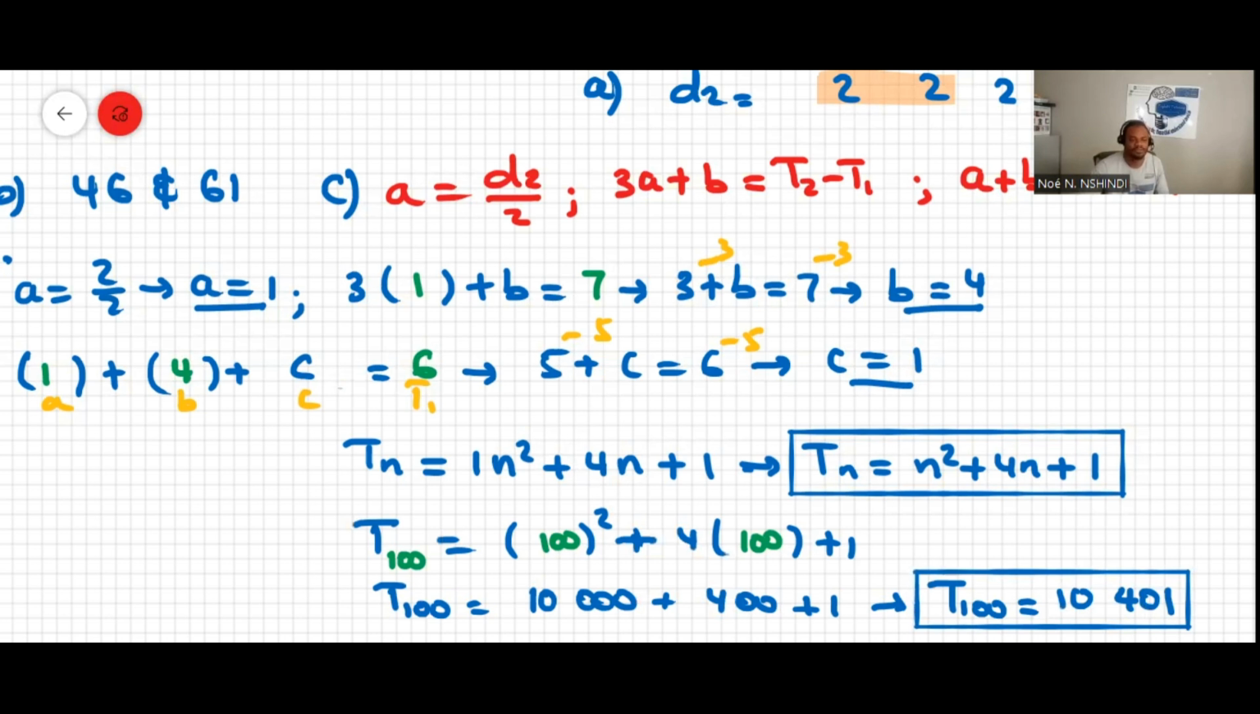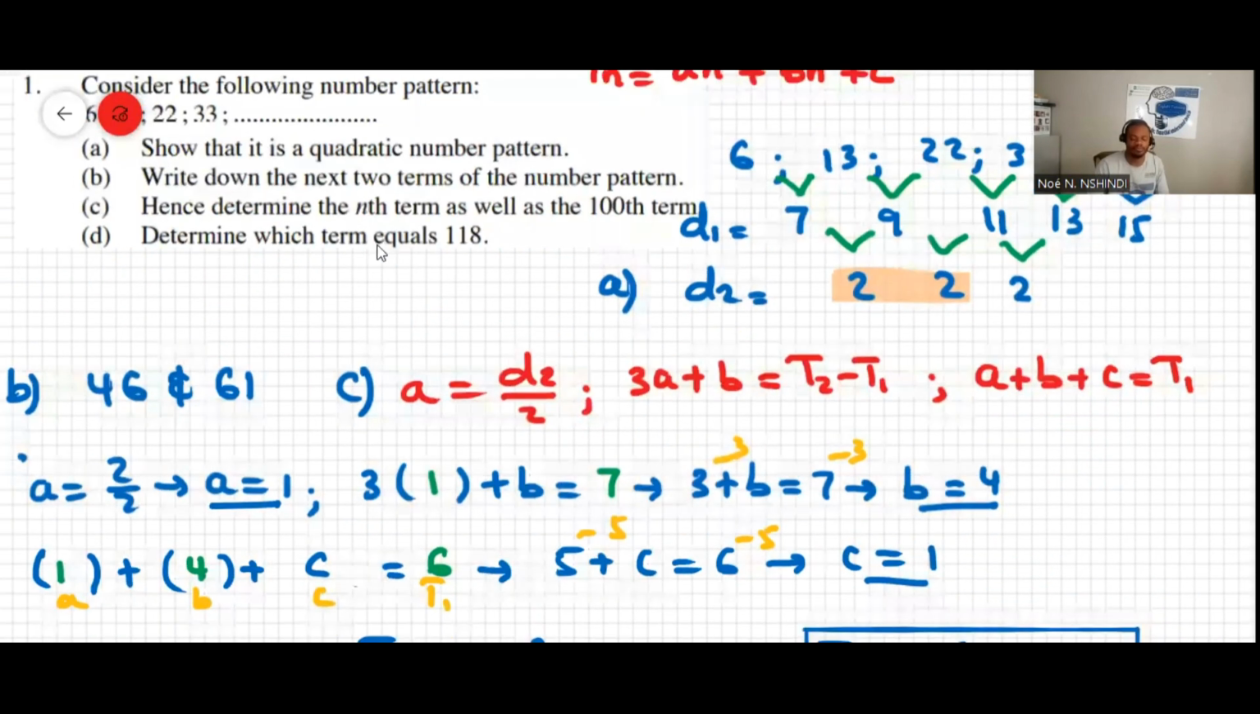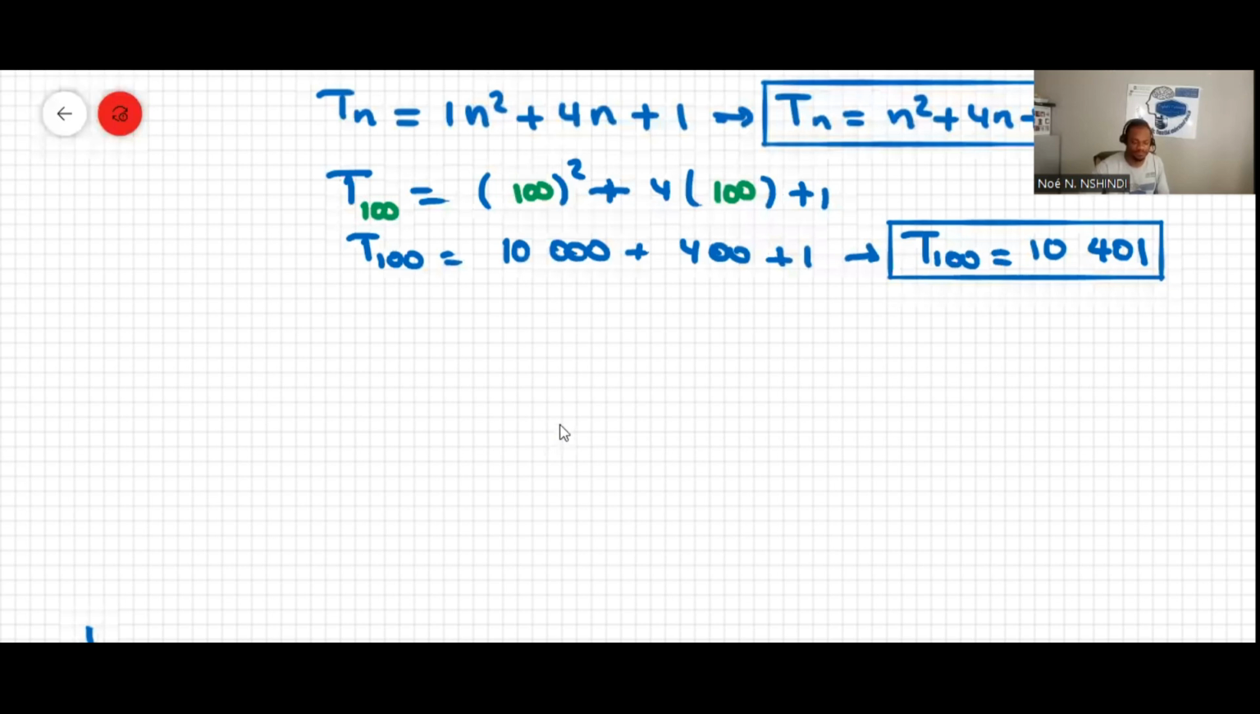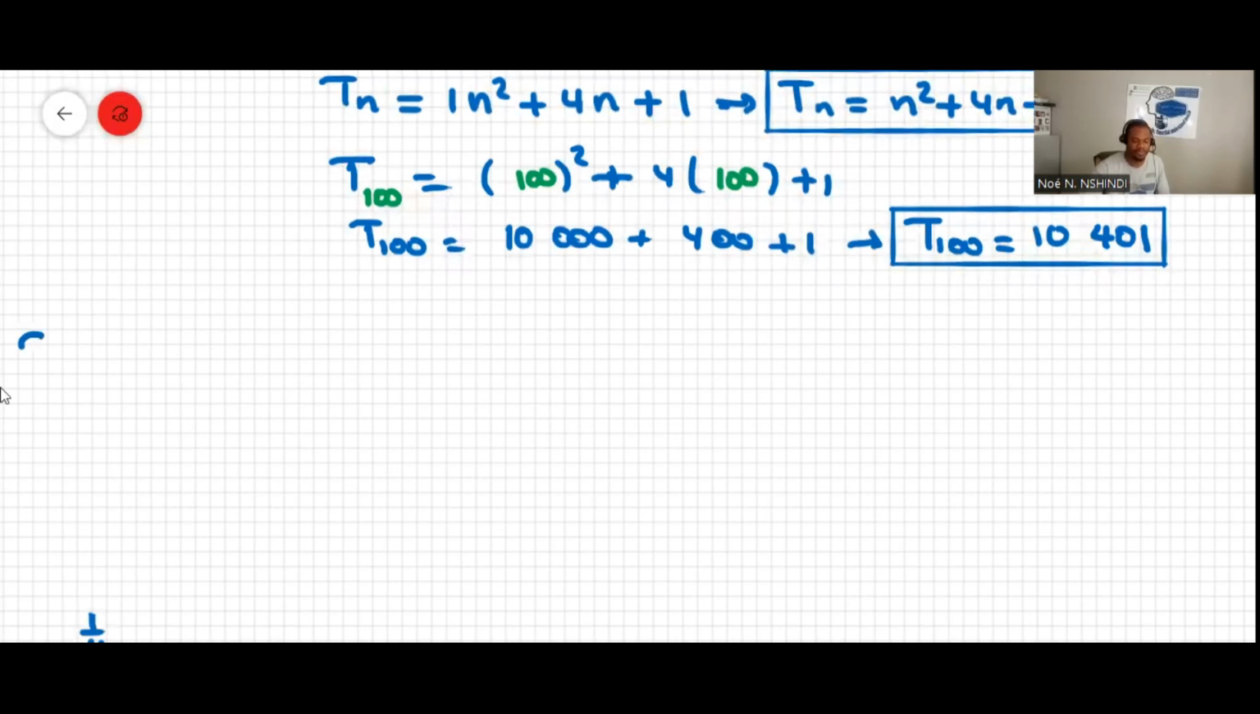And then the question says determine which term equals 118. So in this case, we're looking at question D. We're looking for a certain term Tn. When I say determine which term, there's a certain term which is equal to 118. So we need to find n. What term number is that one?